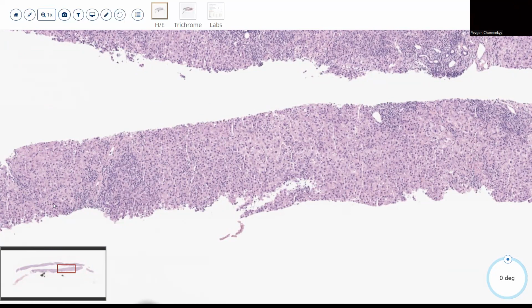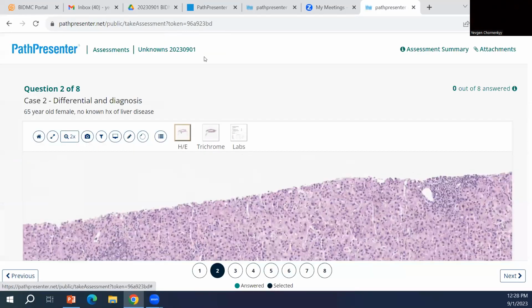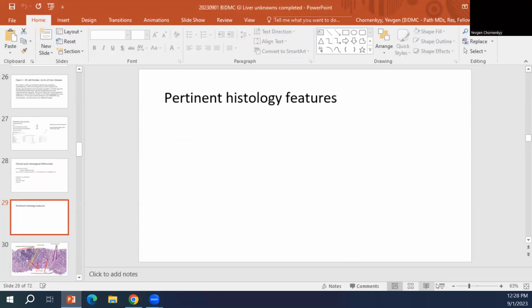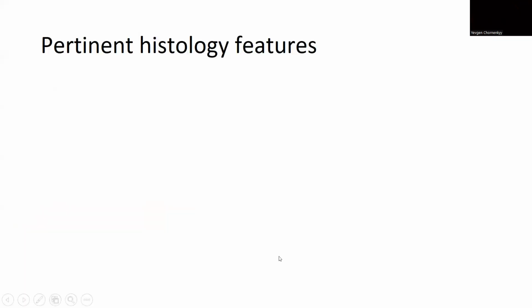And that's not rare, and there's more to it than just that. I'll show you what I mean. So, okay, let's go through the pertinent histology features.